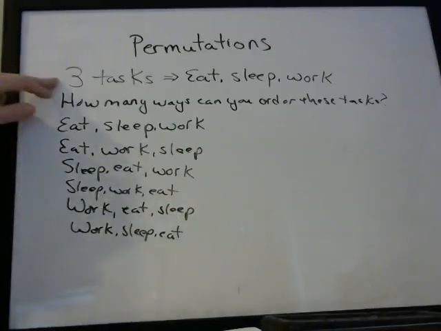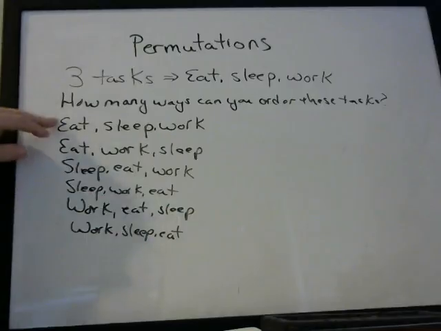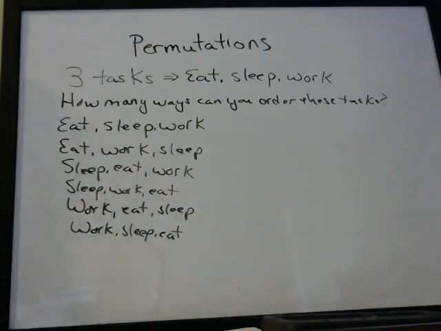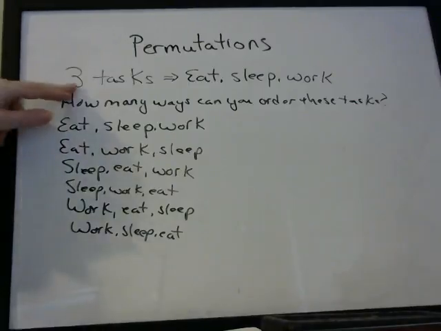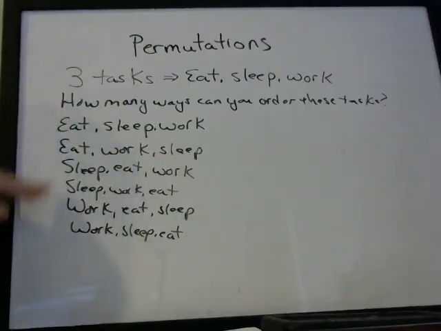So when you have a small problem, like with only 3 tasks, you can actually write them out and figure it out. Add them up: 1, 2, 3, 4, 5, 6. There's 6 different ways that we can accomplish this. But as this number grows, it's not feasible to just list everything out.